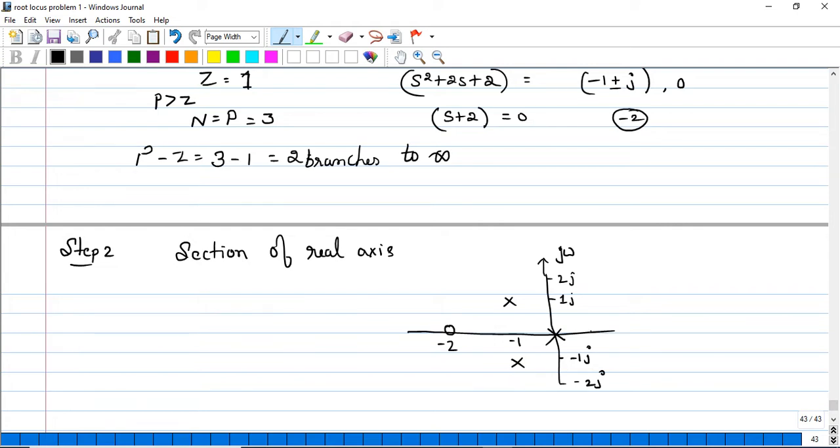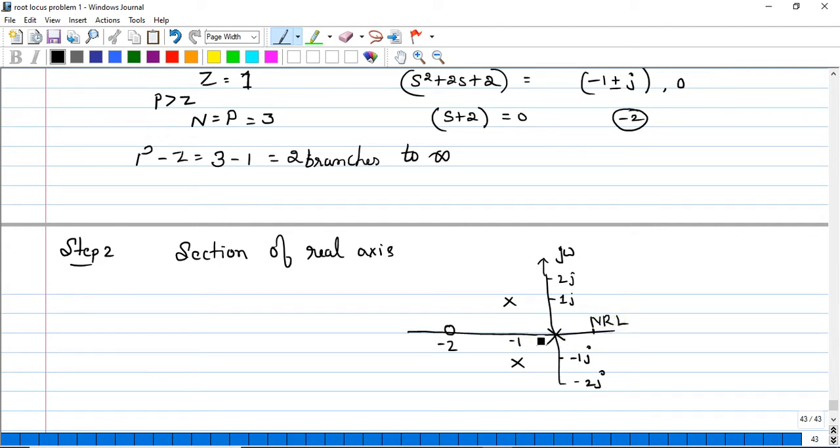Okay, if I place a point here and count towards my right side, and if the number of zeros and poles is even, then we call it no root locus region, and if it is odd, we call it root locus region. So if I place a point here towards the right side, I don't have any poles and zeros, so this particular region will be NRL.